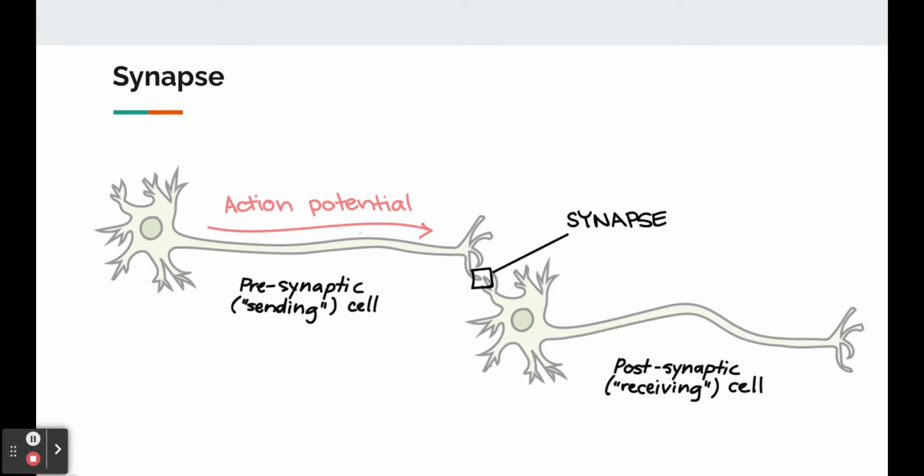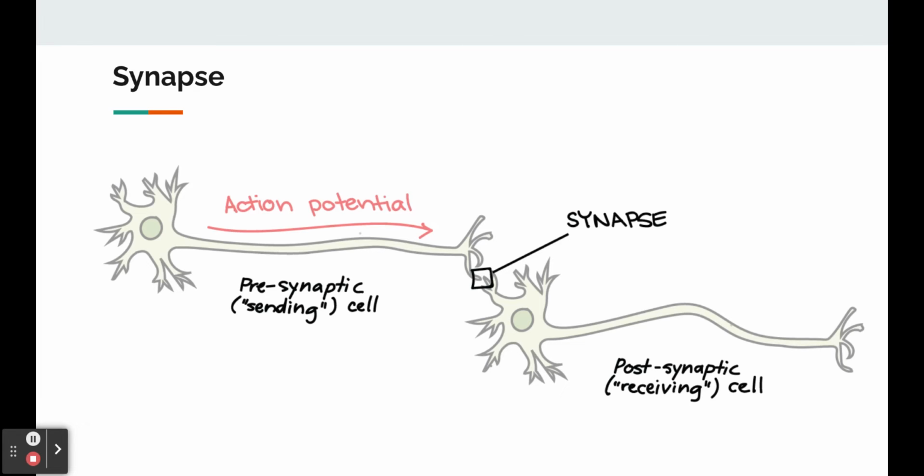Neurons pass signals by sending electrical impulses along their axon, which is a long extension that ends in axon terminals. At these axon terminals, the signal is passed across a very narrow gap to the dendrites of other neurons. This gap is known as a synapse or synaptic cleft.